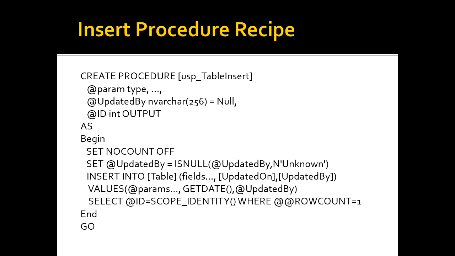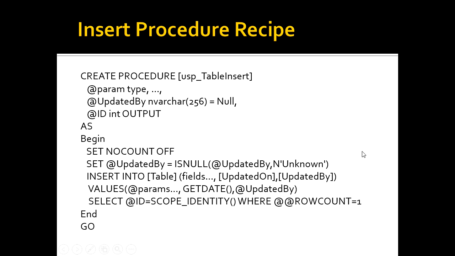Anyway, so then we have our AS, and this time we're setting NOCOUNT OFF, right? And that will be true of all of our action query stored procedures. And then we just set updated by in case it was null. So if the client isn't providing it yet, I'm just substituting, probably just going with my usual unknown.